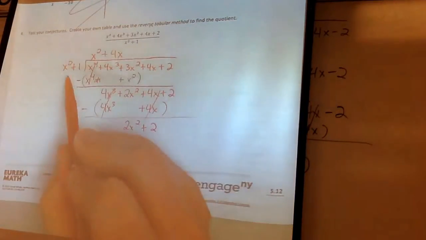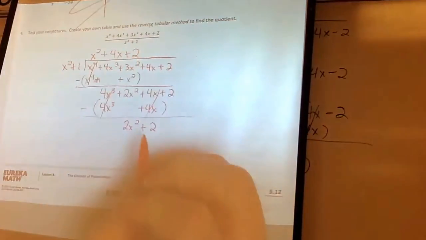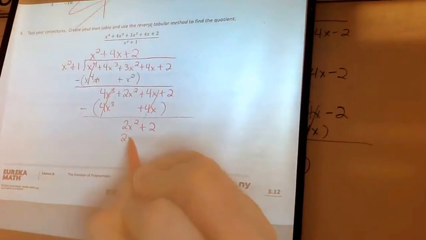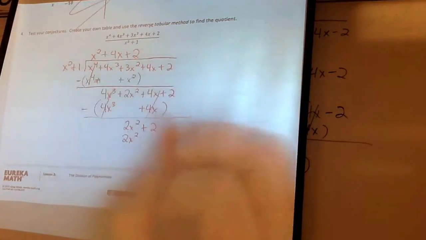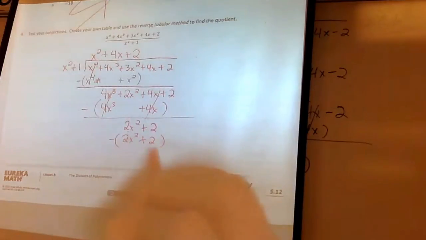Go again. X squared times what gives you 2x squared? Positive 2. And hopefully, 2 times x squared is 2x squared. 2 times 1 is 2. Subtract. Comes out to 0.